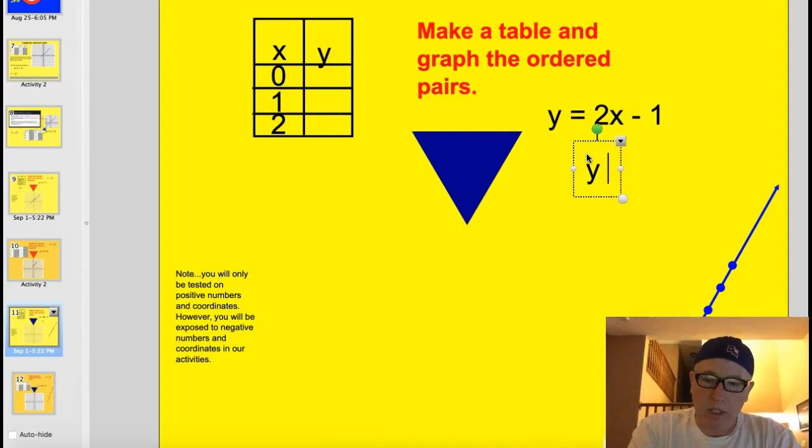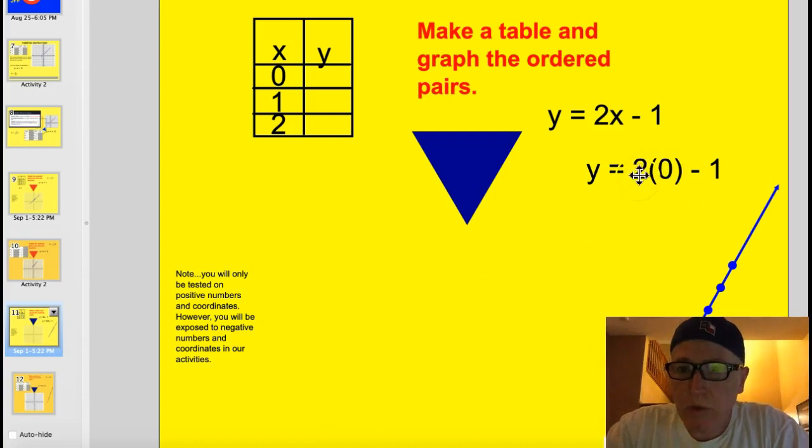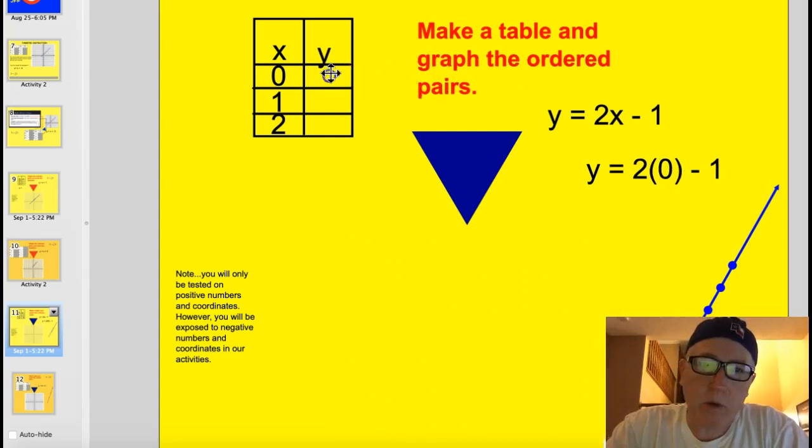Y equals 2, and then you substitute it in instead of parentheses like this, 0 minus 1. Now, I'm not going to type them all out, but this is what you're really doing. So y is equal to 2 times 0, which is 0, minus 1. So this one's going to be minus 1.